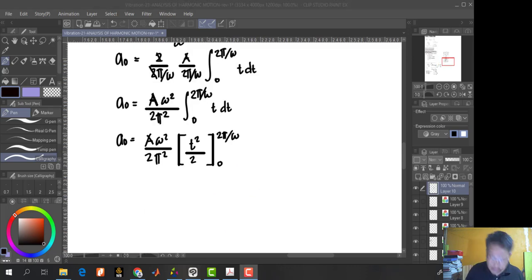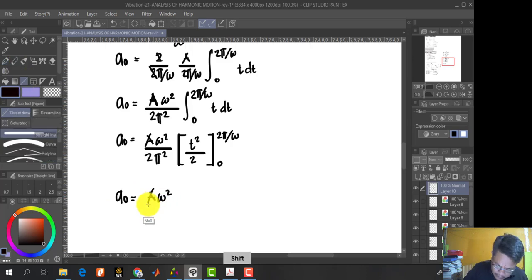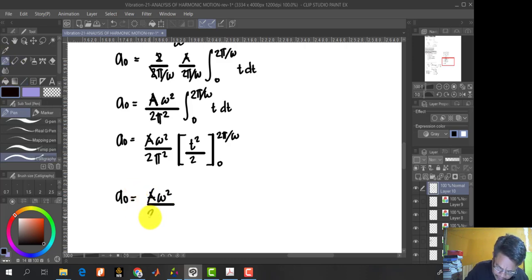Then we can expand this further, substituting the values of 2 pi and the 0. It will be a 0. So this is the amplitude, angular velocity squared, all over 2 pi squared. So this is 2 pi squared. So close parenthesis. So again, now we're going to substitute the values of our boundary.